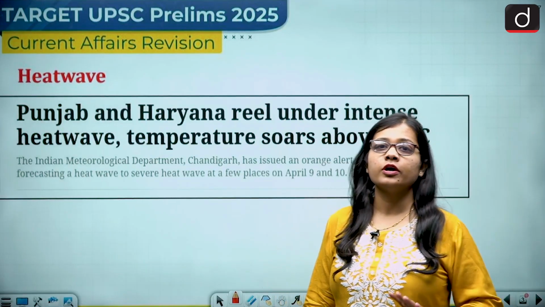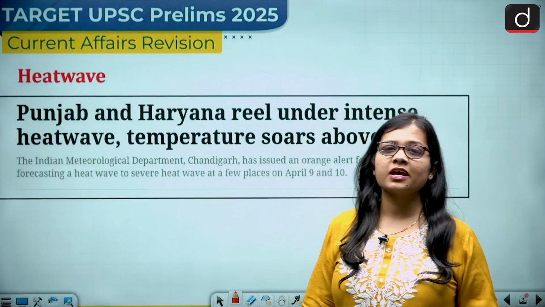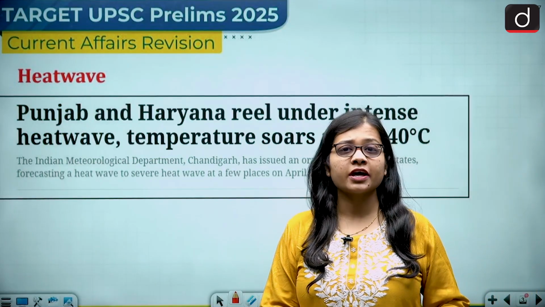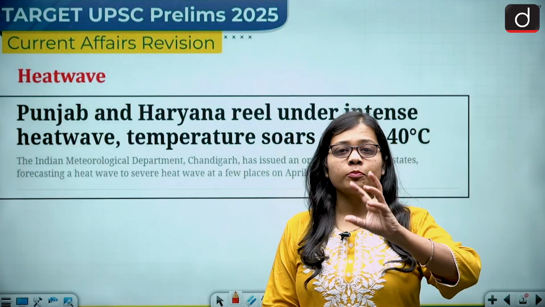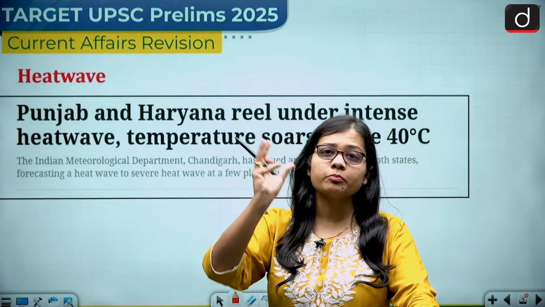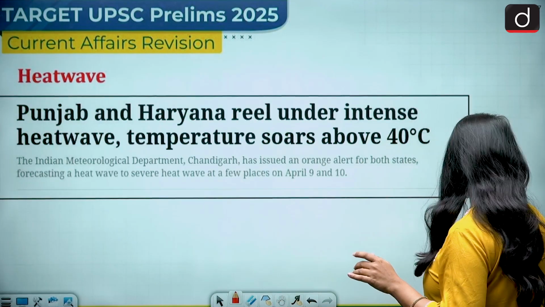As of now, the months of April, May, June have started, and North India will be suffering, and the problem of the heat wave has already started. Now, heat wave is basically an increase in temperature, an abnormally high temperature.